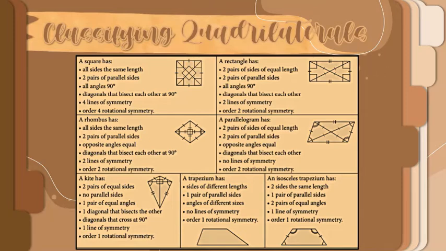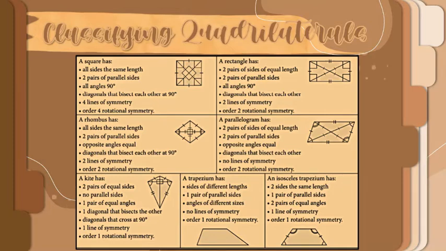A rhombus has all the sides of the same length, 2 pairs of parallel lines, opposite angles equal, diagonals that bisect each other at 90 degrees, 2 lines of symmetry, order 2 rotational symmetry. A parallelogram has 2 pairs of sides of equal length, 2 pairs of parallel sides, opposite angles equal, diagonals that bisect each other, no lines of symmetry, order 2 rotational symmetry.